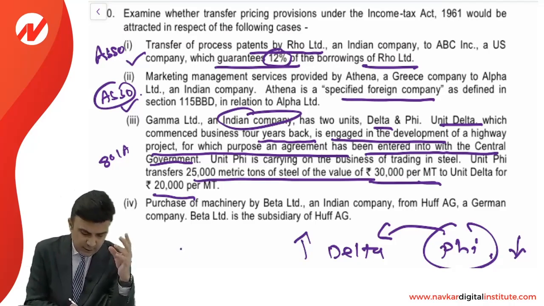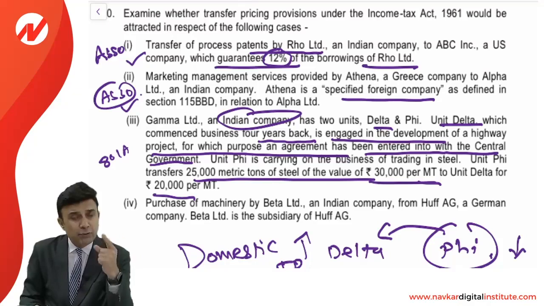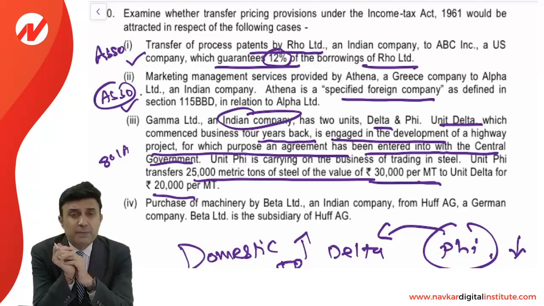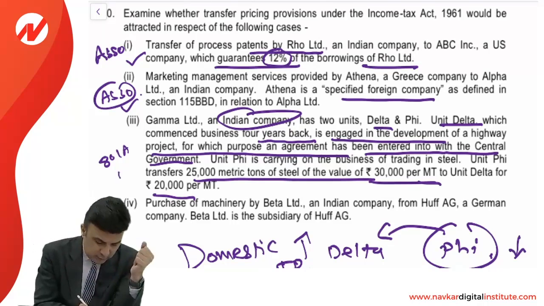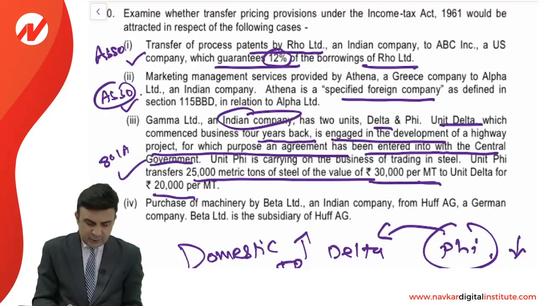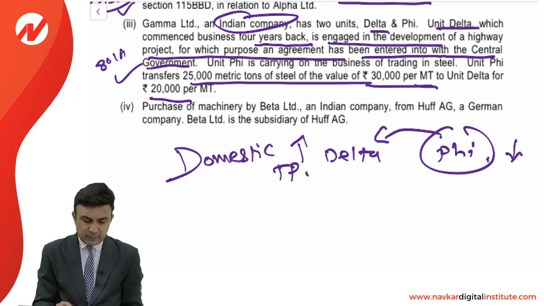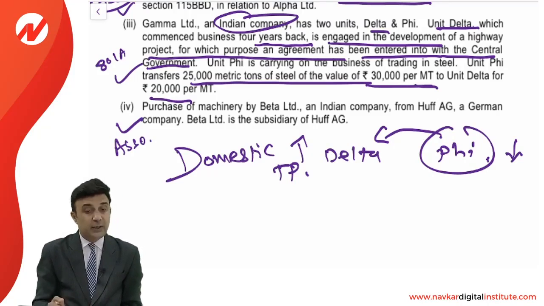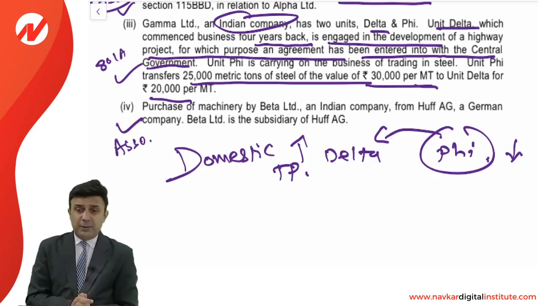Would it be acceptable? Friends, you will be hit by domestic transfer pricing. If inter-unit transfer is made not at fair market value, AO has right to make the adjustment, and domestic TP will be coming into play here, as the value of the transaction covered by domestic TP here exceeds 20 crore. Yes, this would also be covered by TP. And last, purchase of machinery by Beta Limited, an Indian company, from Huff AG, a German company. Beta is subsidiary of Huff. No way out. They both are associated. As they both are associated, definitely the transfer pricing will be coming into play.